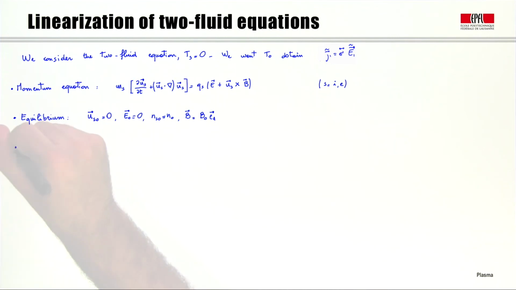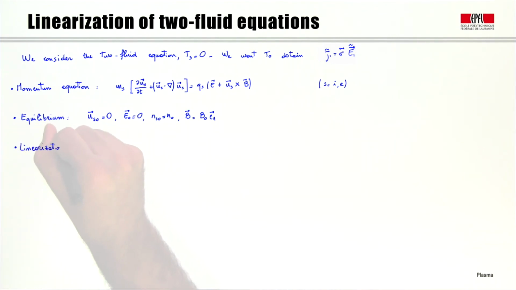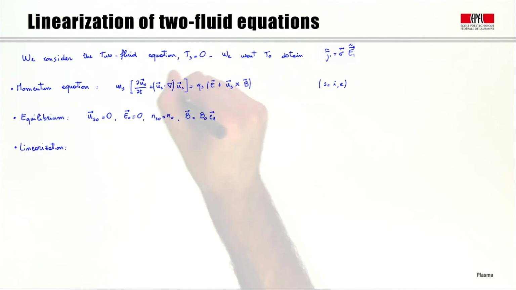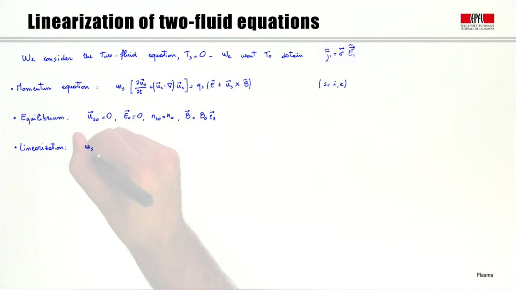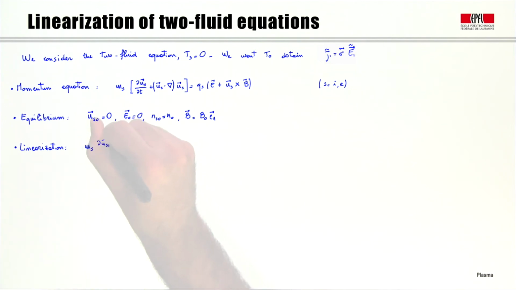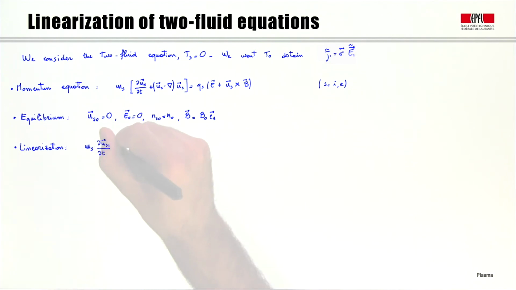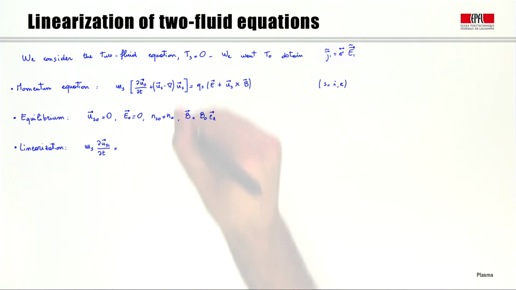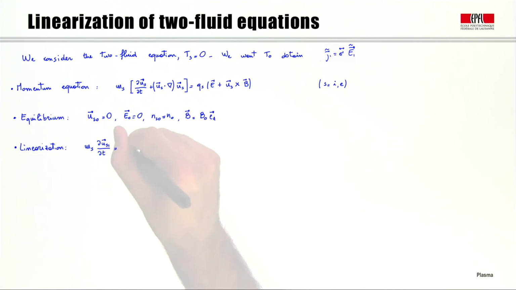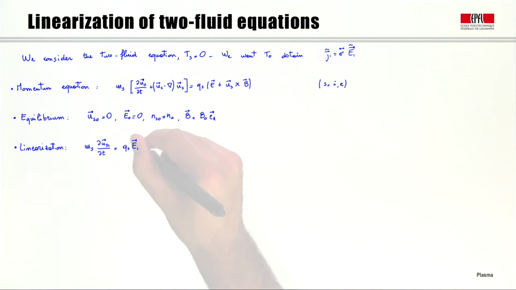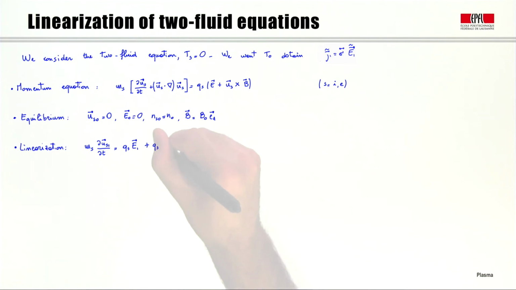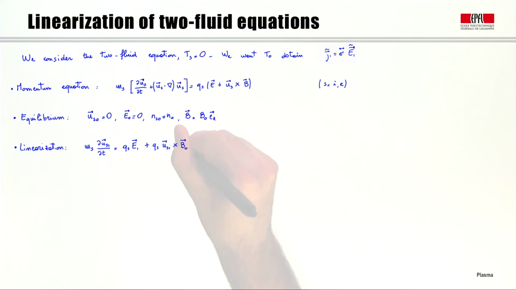Okay, now we can linearize our equation. This term is of higher order, it is second order in the perturbation. Only this one, the d over dt, remains. Therefore we have ms dUs1 over dt is equal to the perturbed part of the forces, which will be given by qs E1 plus qs Us1 cross B0, the Lorentz force.